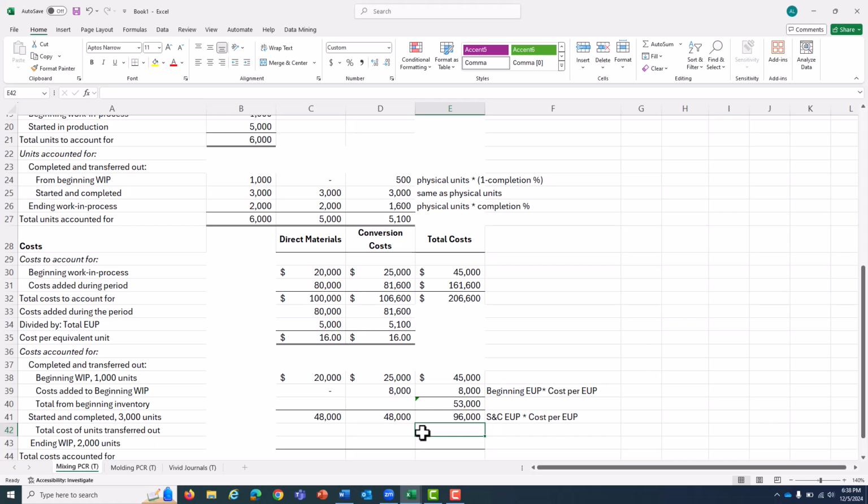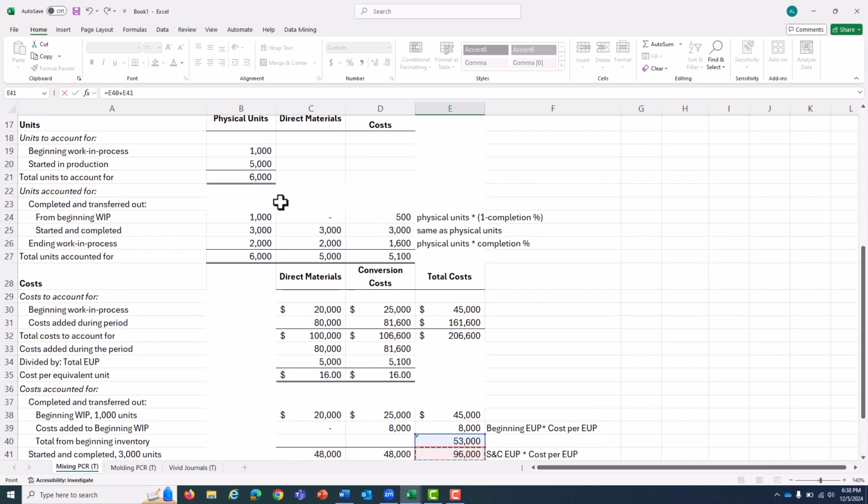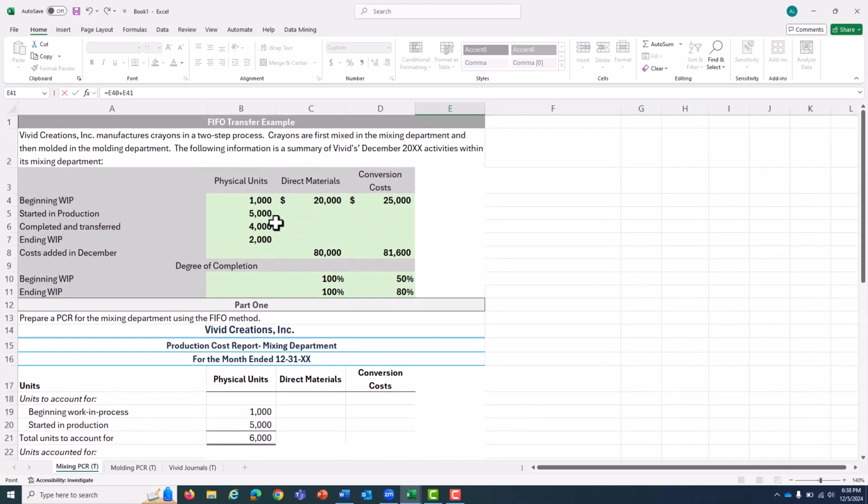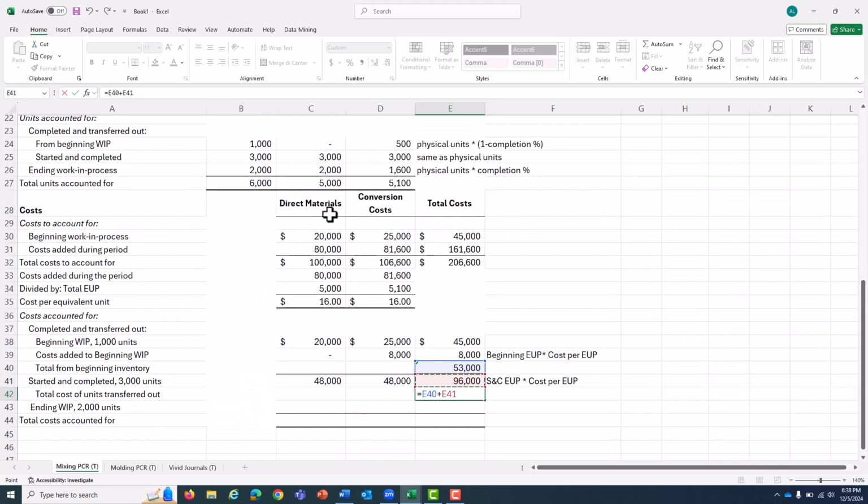And what amount of cost are we transferring then? Well, the units in beginning WIP cost us $5,300. The units that we started and completed cost us $96,000. This is the 1,000 units for beginning WIP we transferred. This is the 3,000 units we started and completed that we transferred. We're accounting for all of the, all the way at the top, 4,000 units that we completed and transferred during the period. And they were transferred with a cost of $149,000 associated with them.